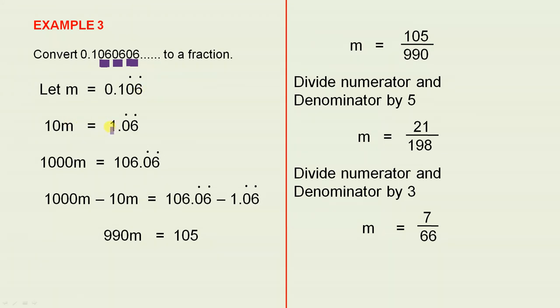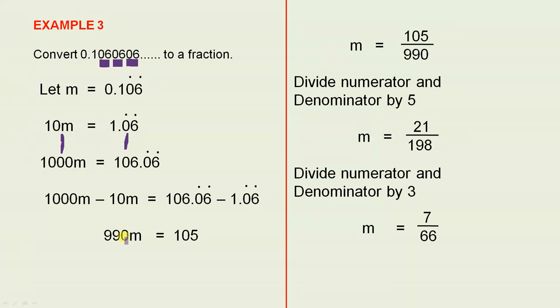Therefore 10m is that recurring decimal. So you multiply both sides by 10. Therefore 1000m, multiply that by 1000 and that by 1000. So 1000m gives us that number there. So we do a subtraction. We subtract those two. So 1000m minus 10m, that subtraction there, equals this subtraction here, which is there.